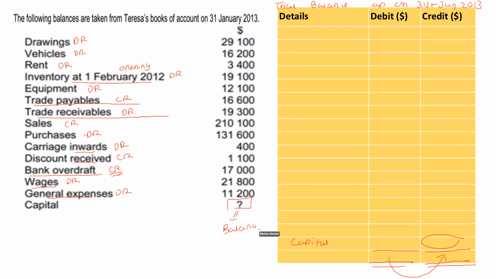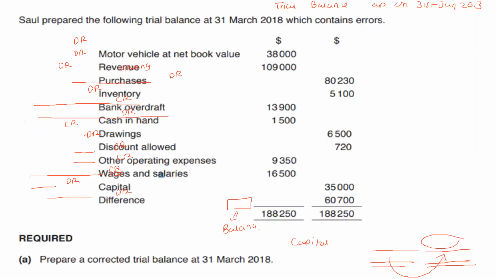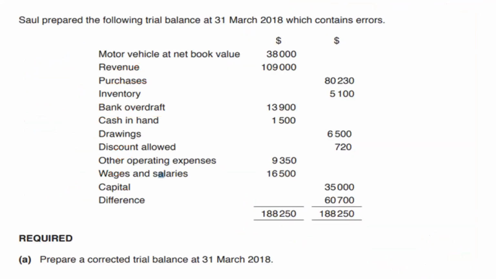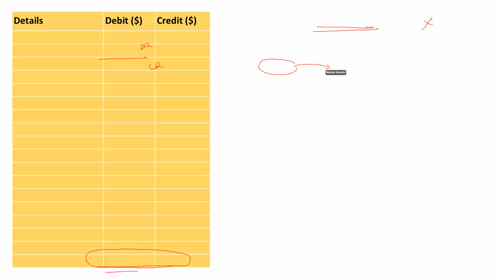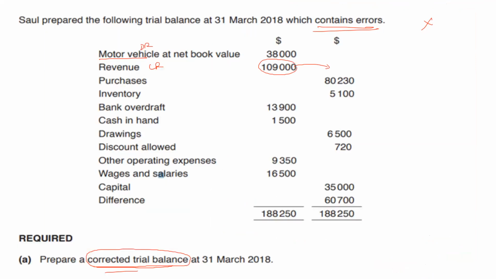Always the total of debit should match with the total of your credit. Let's move ahead. Here you have to prepare a corrected trial balance. When they say you have to prepare a corrected trial balance, it means this is the wrong one. It contains errors. Let's see. Motor vehicles would be debit. Revenue would be credit. They put it in a wrong place. You have to shift the place when you prepare a corrected trial balance down. Okay, I've given you place.